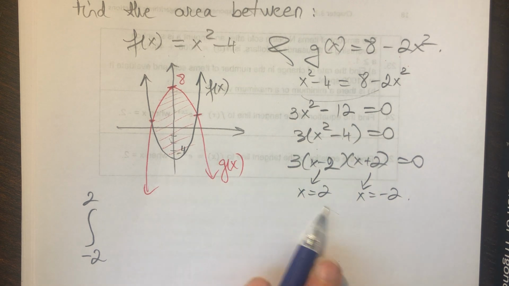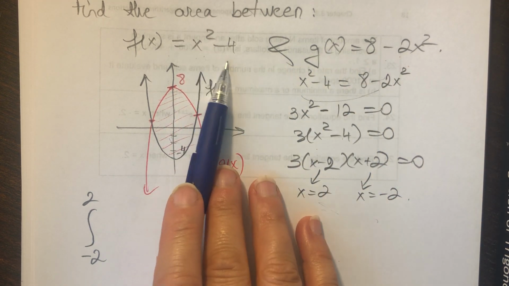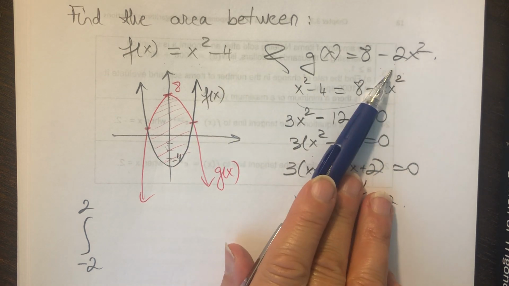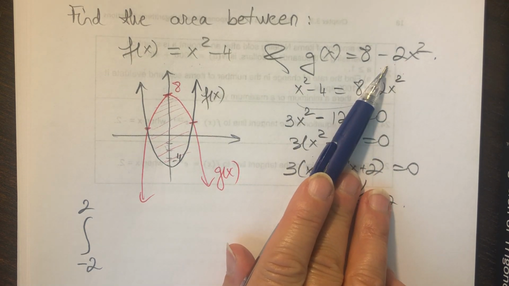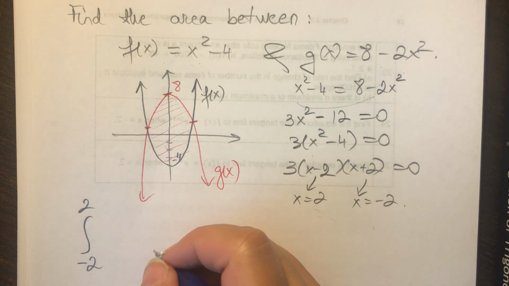Plug in 0, right? 0 is in between. So when you plug in a 0 in both these functions, that gives you a -4. That gives you a +8. Obviously, 8 is more than 4. So as you see, the parabola, the downward looking parabola, is above on this interval.